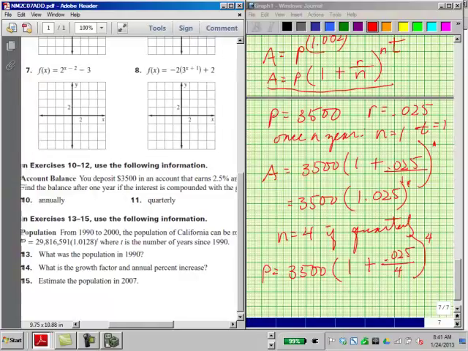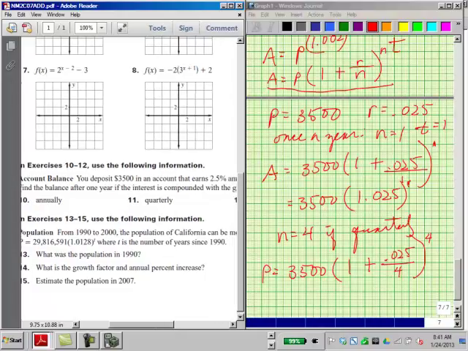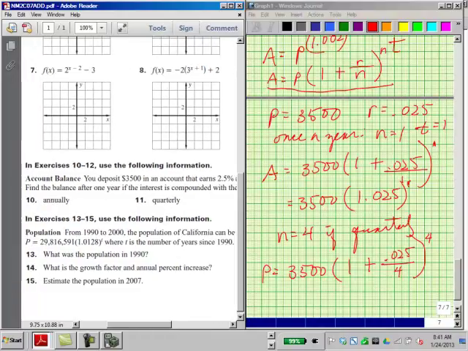Okay. Now, here's an example of something that really makes me mad. In exercise 13 and 15, we have a population model, 1990 to 2000. They have an equation that they put together where the population equals 29,816,591. A is 29,816,591. B is 1.0128. Okay? So A is the starting point, so that's the population for the first year. So the population in 1990 is 29 million, blah, blah, blah.